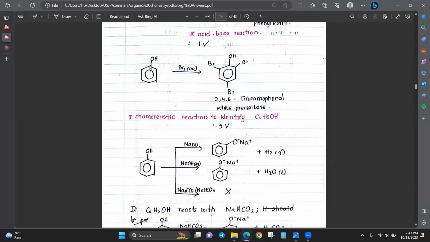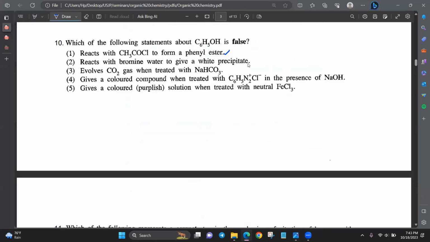Now phenol is an ortho para director. So in all the ortho positions and the para position, bromine will get substituted. It is an electrophilic substitution. So 2,4,6-tribromophenol is the name of this compound. It is a white precipitate. Therefore, the second is a correct statement.